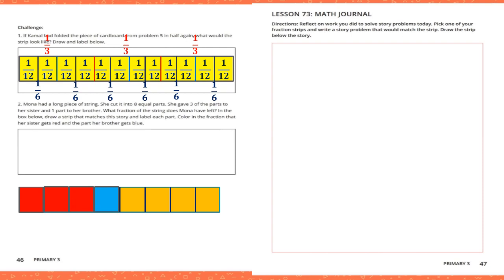Left means we will subtract. We will subtract what she gave to her brother and sister from the total parts. So she gave them 4 parts. So 8 parts minus 4 parts that she gave to her sister and brother. She will have 4 parts left with her.